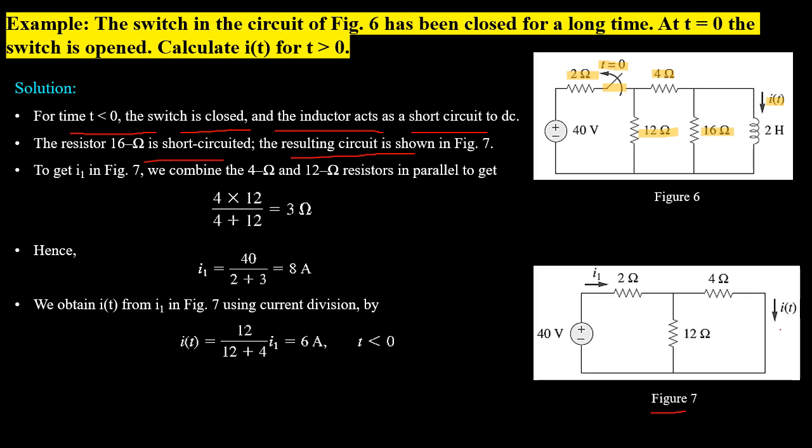Now to get the value of I1, we will combine the 4 ohm and 12 ohm resistors in parallel, and the equivalent resistance will be 3 ohms. So the I1 current will be equal to the source voltage divided by the total resistance of the circuit, which will be 2 + 3 = 5, and the current I1 will be 8 amperes. Now to obtain i(t) from I1, we will use the current division rule, and i(t) will be equal to 6 amperes for time t less than 0, or the time when the switch is closed.